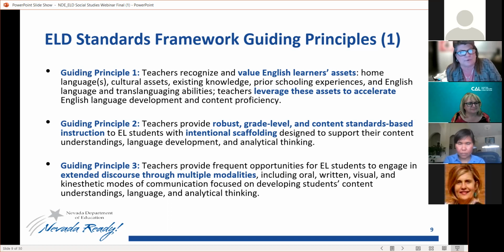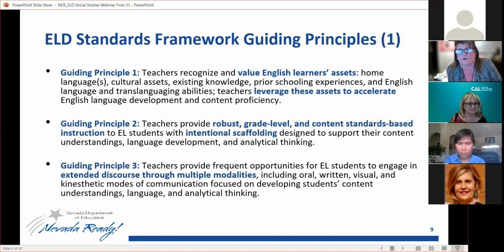Guiding principle number 3 is the use of multiple modalities. And we will be showing you that today as well, because not only is it written, it's oral, it's visual, it's kinesthetic, it's all of the above. And the lesson will detail that.